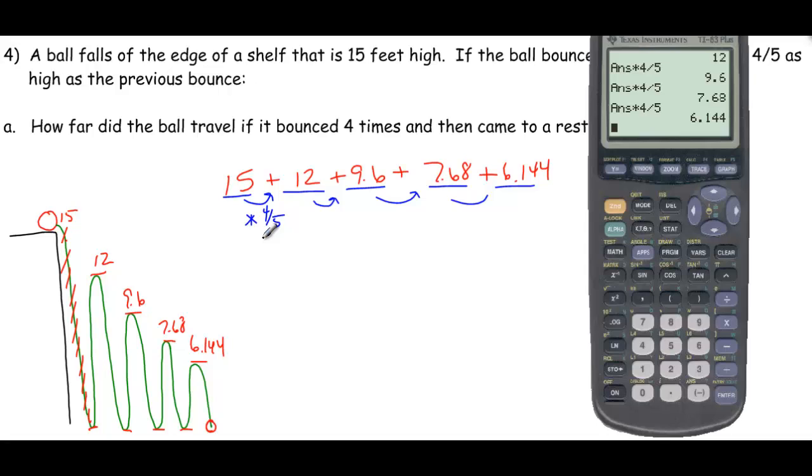But if I add this up, I'm not exactly going to get how far the ball traveled, because I added 15, then I added 12, which is how far this is. But if I add 12, and I add 9.6, and I add 7.68, and I add 6.144, if I just add each one of these values once, I'm not going to get the full length of where the ball traveled, because I'm just going to get either the bounce going down or the bounce going up.